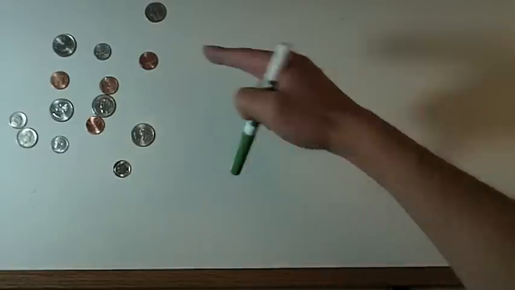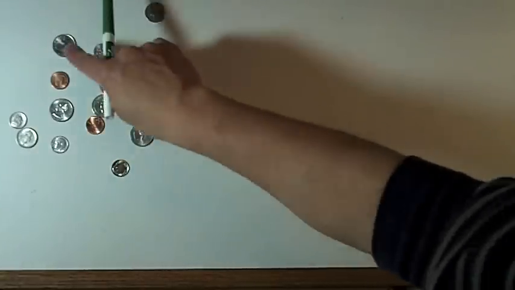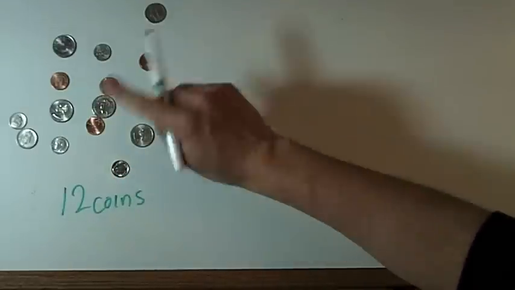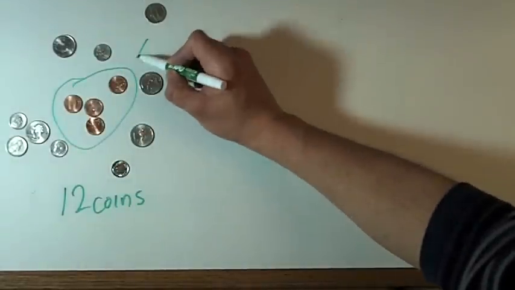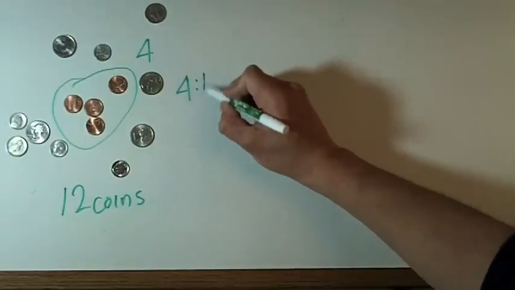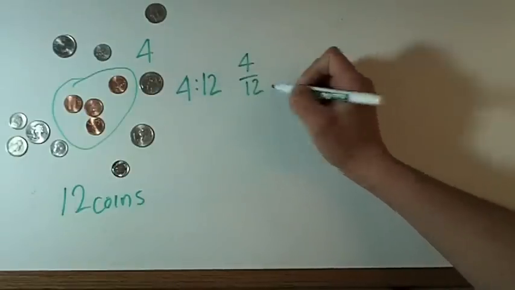Alright, so let's look at a different example. Here's a bunch of coins, and I want to find out how many coins there are. So counting them, there's 12 of them, and I want to know what percentage or what's the likelihood of me grabbing a penny at random. So I need to go and count those pennies, put them in a circle. There's 4 of them, and we're going to say that's a 4-to-12 ratio, or you can put it into a fraction form, which is 4/12.